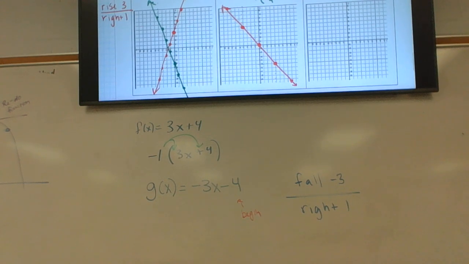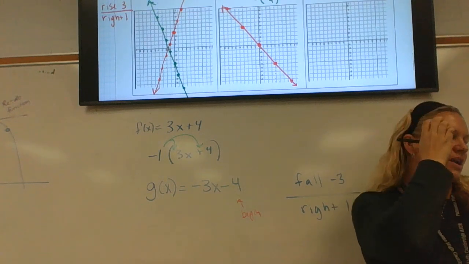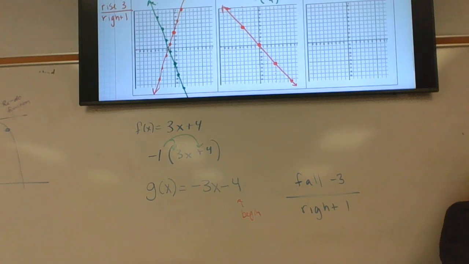Okay, negative 5 over 4x. Okay, so now we got a negative 1 times a negative fraction. That's going to become positive this time. So now it's a positive 5 over 4x. So now you go up and right, up and right, rise over right. Starting again at 0, up 5. Now we go right.